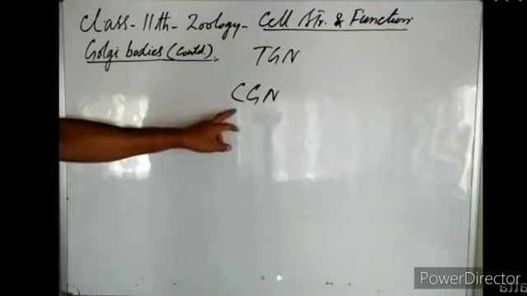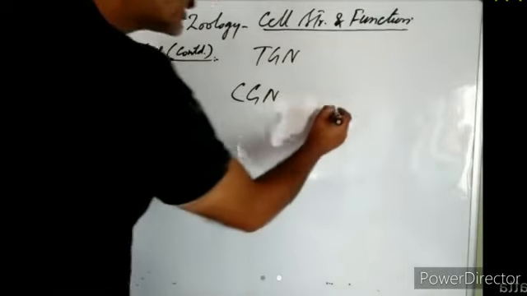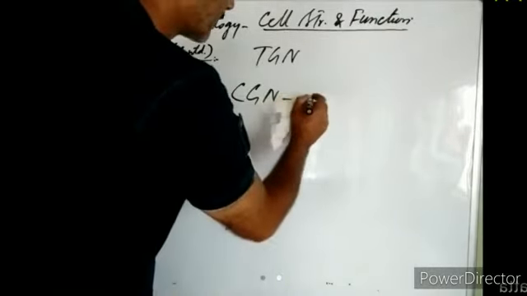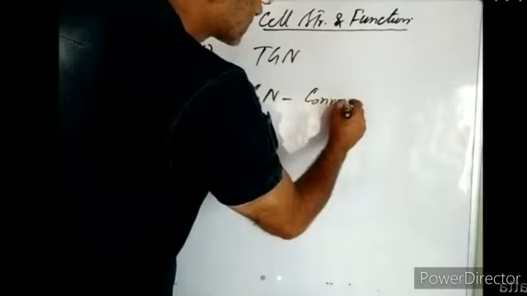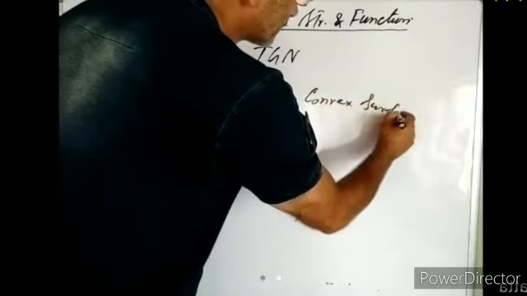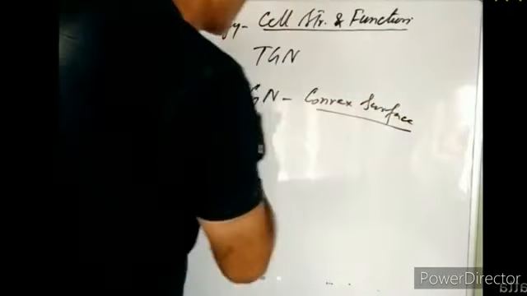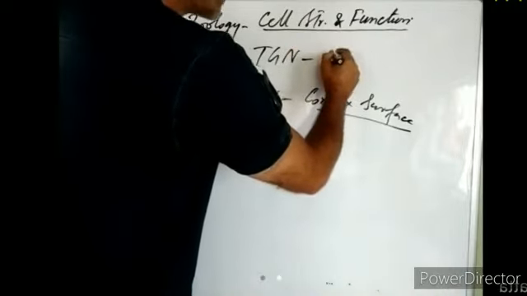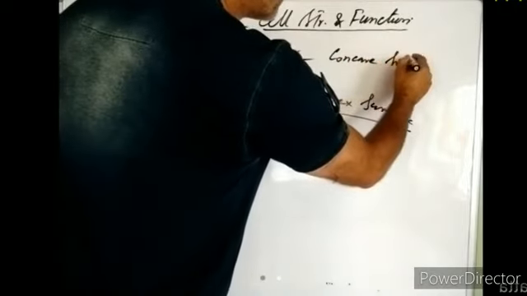So first we will see what is CGN. CGN is the convex face of the Golgi body. It is the convex surface of the Golgi body. Whereas TGN, the Trans-Golgi Network, is the concave side of the Golgi body, the concave surface.